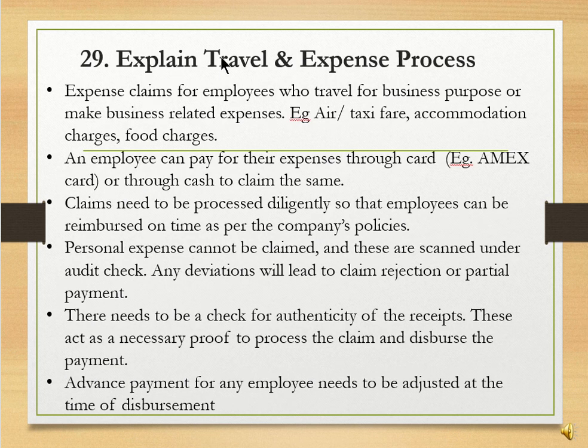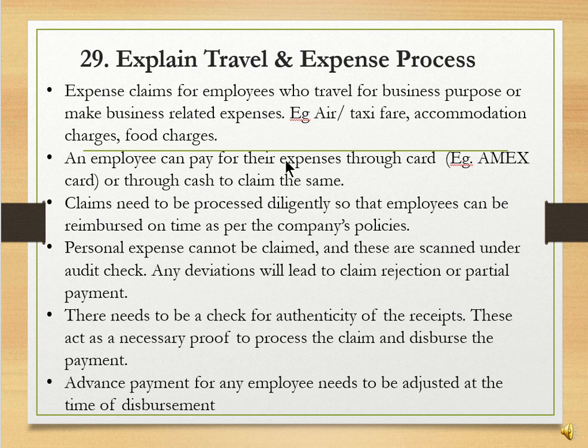Next question is explain travel and expense process. Basically, expense claims for employees who travel for business purposes or make business-related expenses like airfare, taxi fare, accommodation charges and food charges are claimed by the employees. This will be paid by the payments team. An employee can pay for their expense through the card that is given to them, for example an Amex card, and through cash also they can pay and then claim the same from the company.